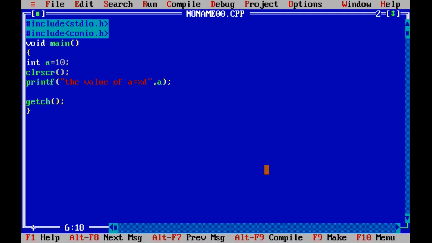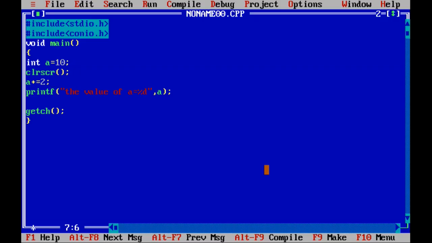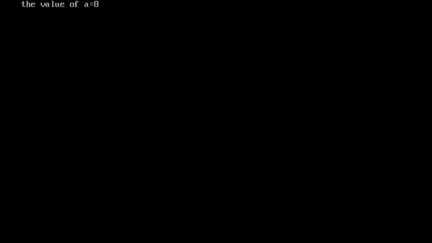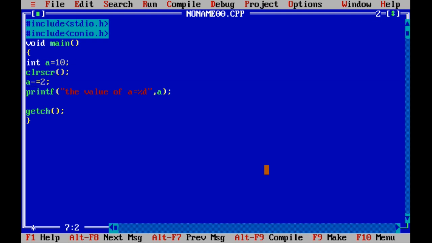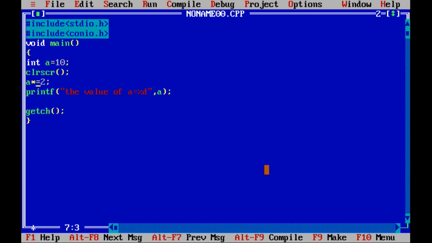Now if I write a plus equal to 2, what is the value of a now? You will get 12. Compile and execute the program, and you will get the answer 12. If I write minus in place of plus, you will get 8. Compile and execute, you will get 8. If I write multiplication in place of minus, compile and execute, you will get 20. Similarly, you can do all these operations.